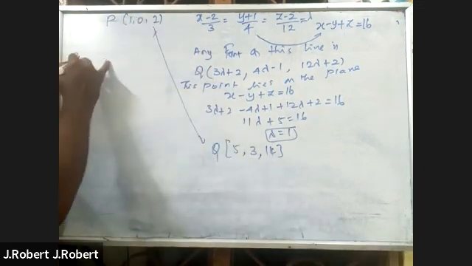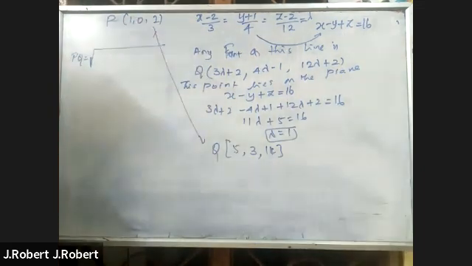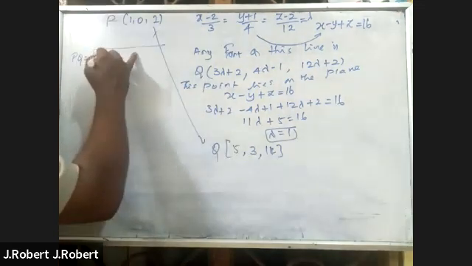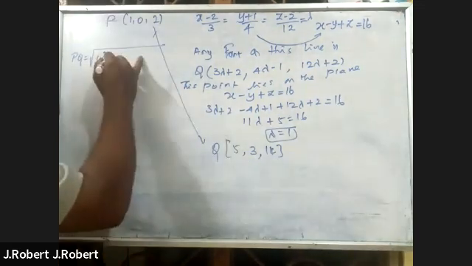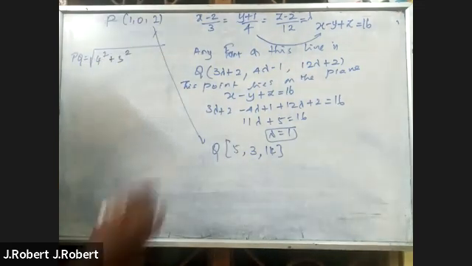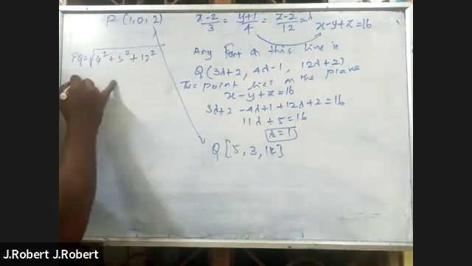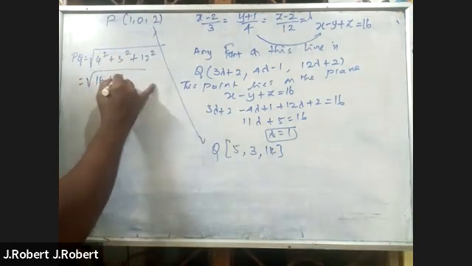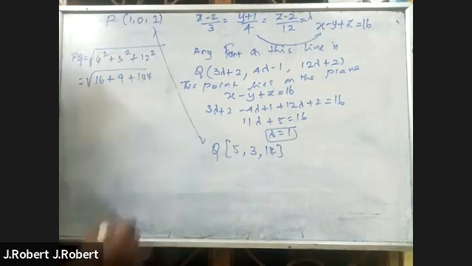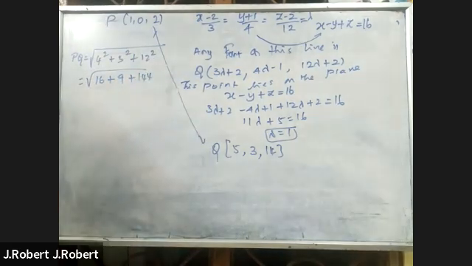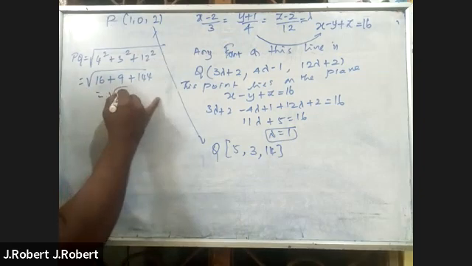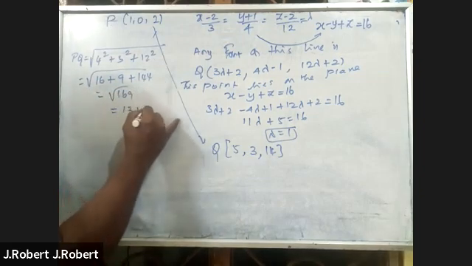Using the distance formula, PQ is equal to square root of (5 minus 1) the whole square, 4 square, (3 minus 0) the whole square, 3 square, (14 minus 2) the whole square, 12 square, which is equal to 16 plus 9 plus 144. Okay, we have this as 169. Square root of 169 is 13 units.